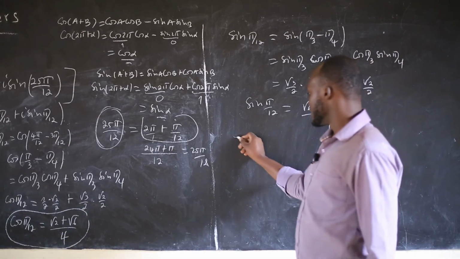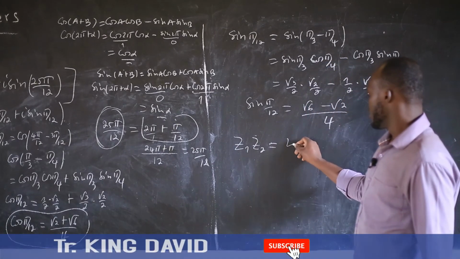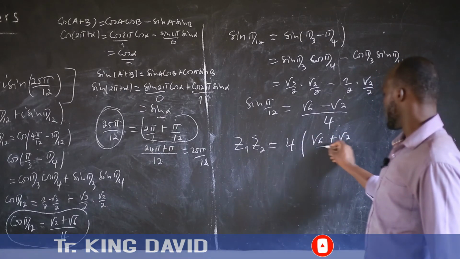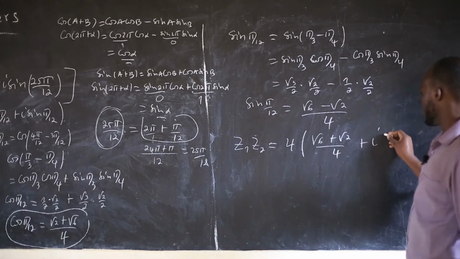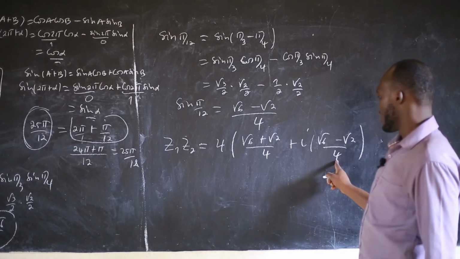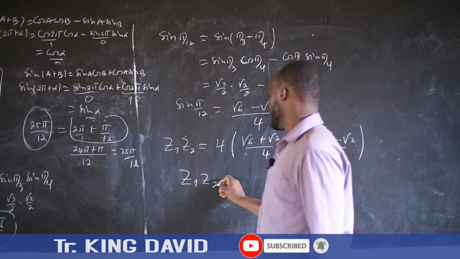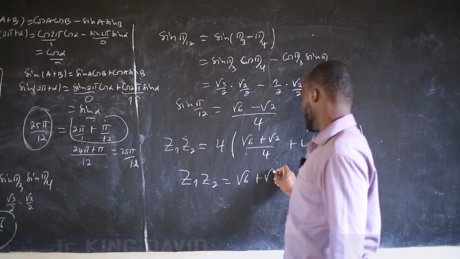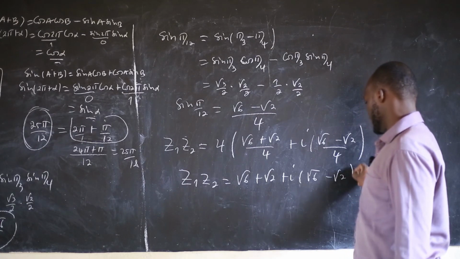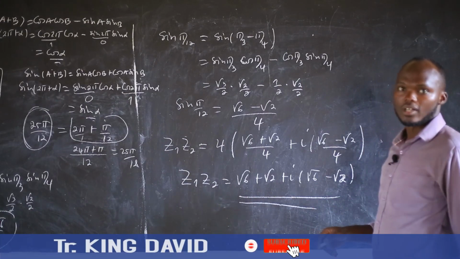So then finally, Z1 times Z2 in Cartesian form or algebraic form is 4 into bracket, the value of cos, root 6 plus root 2 over 4, plus i into bracket, root 6 minus root 2 divided by 4. You see 4 is common, you take 4 out of the bracket, so we remain with Z1 times Z2 equal to root 6 plus root 2 plus i into bracket root 6 minus root 2. So this is Z1 times Z2 in algebraic form.